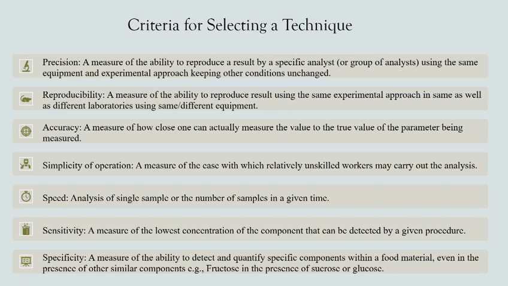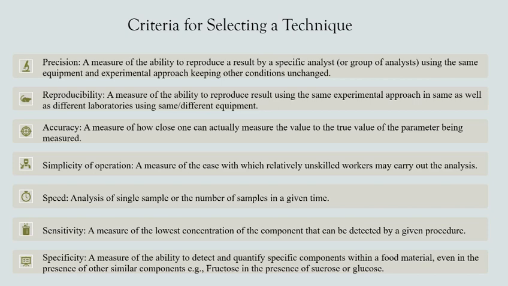Next is accuracy, a measure of how close one can actually measure the value to the true value of the parameter being measured. Next is simplicity of operation, a measure of the ease with which relatively unskilled workers may carry out the analysis. Next, the equipment should have a good speed. It should analyze a single sample or a number of samples in a given time.